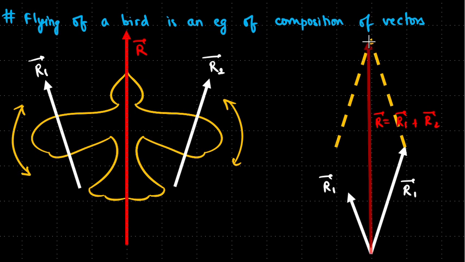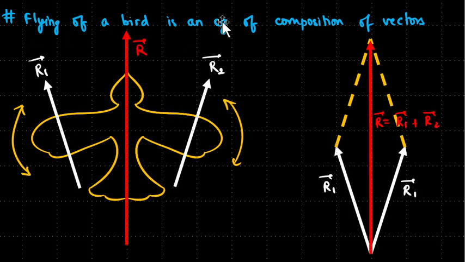You might be confused about how it moves left or right. I'm not quite sure if it moves like that, but I'm just giving you something to think about. Let's write it in an explanatory way. First of all, we need to talk about whether flying of a bird is an example of composition of vectors. Does that mean it is composition of vectors? Yes, it does mean that.